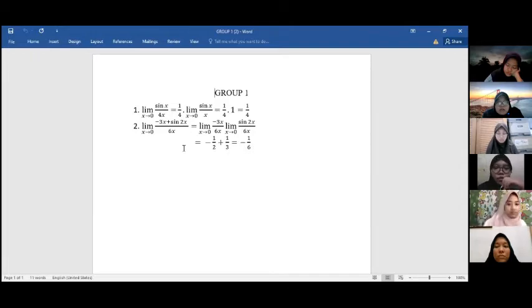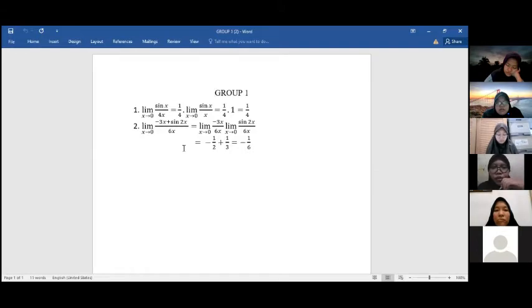For question number 2, limit x to 0 of minus 3x plus sin 2x divided by 6x equal to limit x to 0 of minus 3x divided by 6x plus limit x to 0 of sin 2x divided by 6x equal to minus half plus 1 divided by 3 equal to minus 1 divided by 6. Okay, that's all from group 1, Miss.